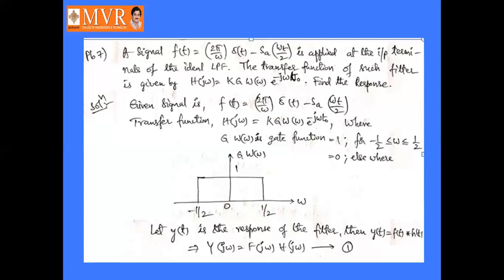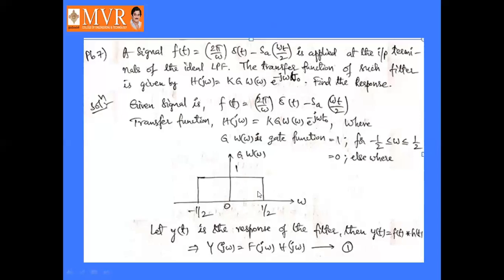where g_w of omega is nothing but the gate function. It is represented like this: its value is 1 from minus w by 2 to plus w by 2, and 0 elsewhere. This is the gate function.